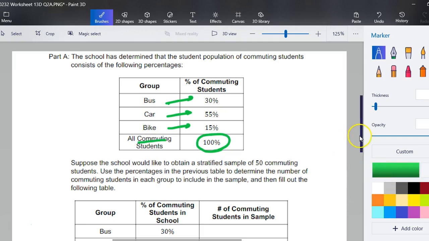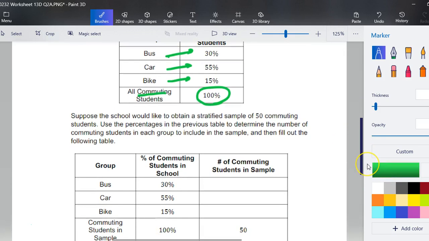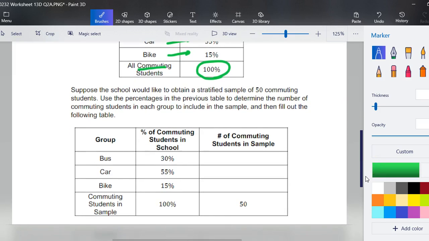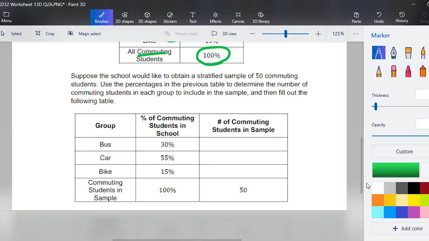Suppose the school would like to obtain a stratified sample of 50 commuting students. Using the percentages in the previous table, determine the number of commuting students in each group to include in the sample, and then fill out the following table. I'm grabbing a calculator, and I'm going to do 30% of the 50, which would be 15 students. So we need to make sure that we have 15 students who ride the bus in our sample.